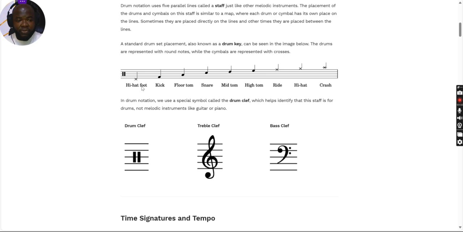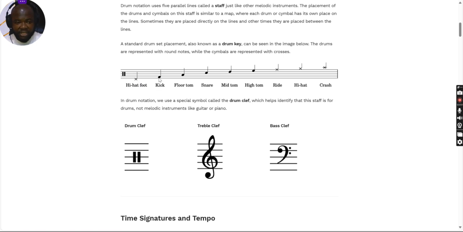In case you don't see, that's where you see the indication here. So here you will see just hi-hat. There's no indication of foot. This is with hand, that means with the stick. You're playing the hi-hat with the drumstick. So this is the hi-hat with the drumstick, and there's the hi-hat with the foot.